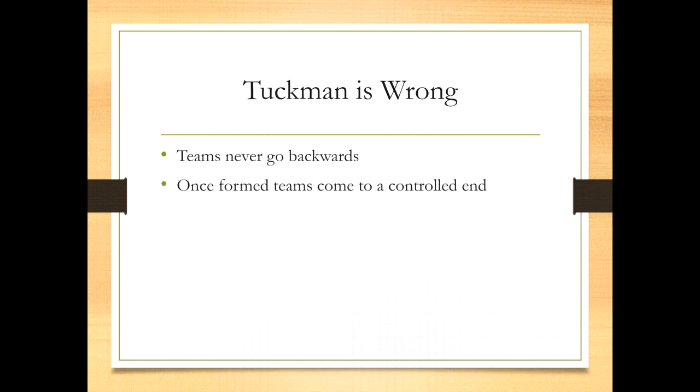Teams come to a controlled end. This is the big problem. He actually only introduced adjourning later on when he realised that many organisations weren't learning from their teams. What happens at the end of a team is that people may decide that they don't want to learn the lessons. What they're actually interested in doing is getting forward as fast as possible.